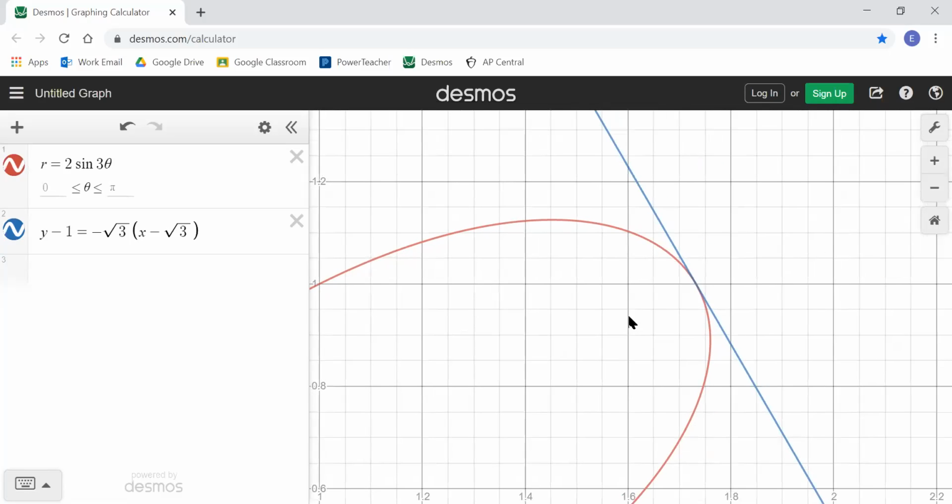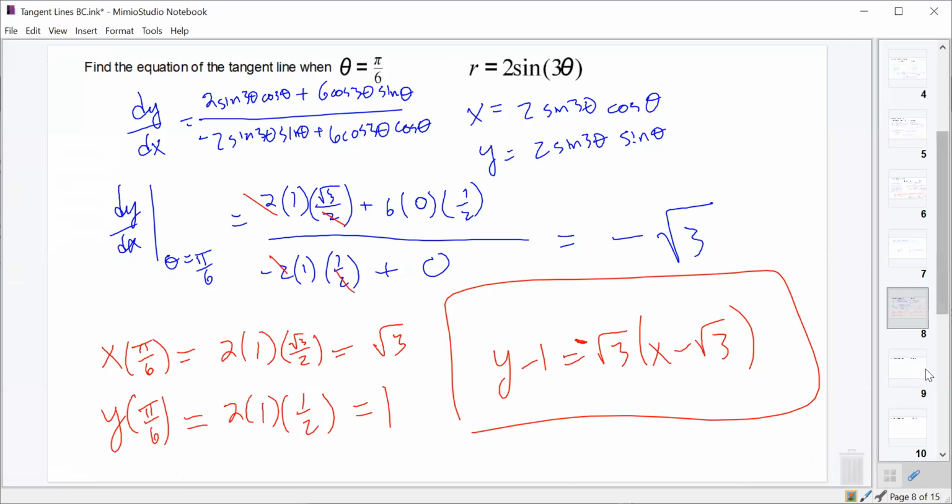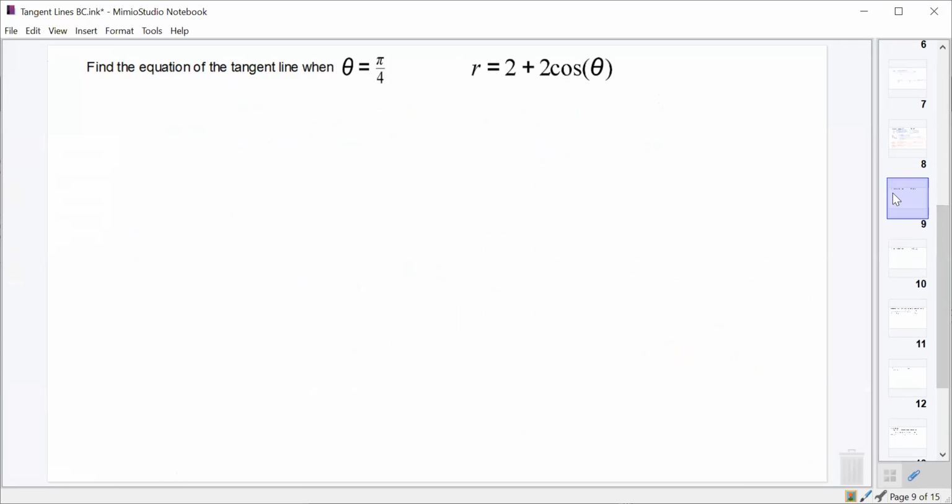Good or no? Yes. All right, we got the idea on the polar ones. Similar process for all the polar ones. We'll do a couple more, maybe one more today, and then another one or two tomorrow.